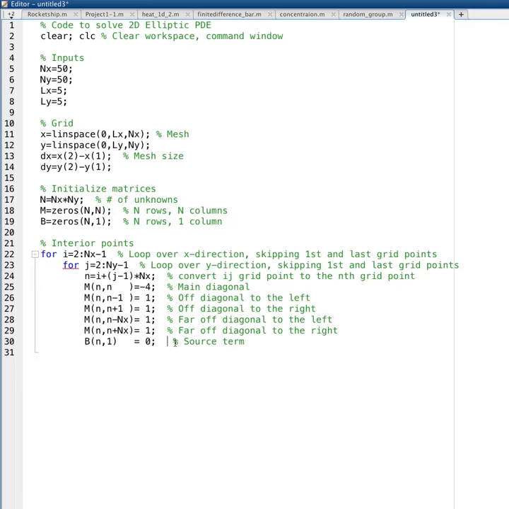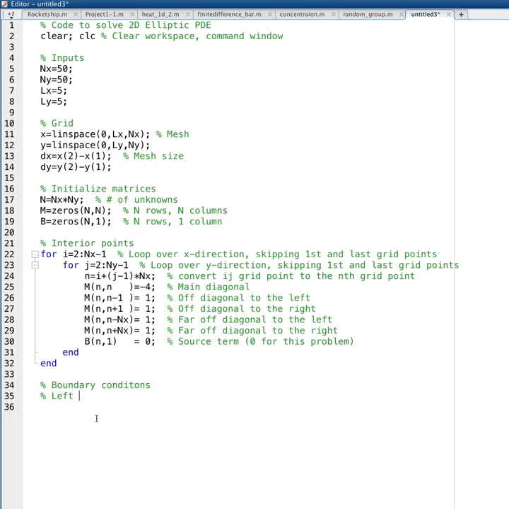I can just line things up a little. Okay, so 0 for this problem. In general, if you had something else there, that's where it would go. Okay, so that's how we can build the M matrix and the B matrix for all interior points. Now we have to build in boundary conditions. And we have to put boundary conditions on each side. So let's start with the left side.